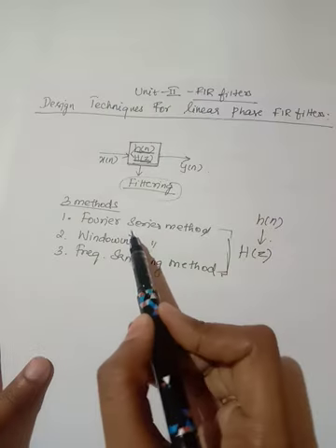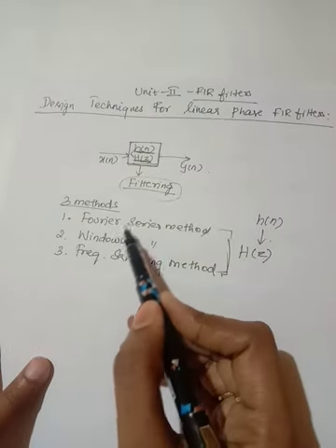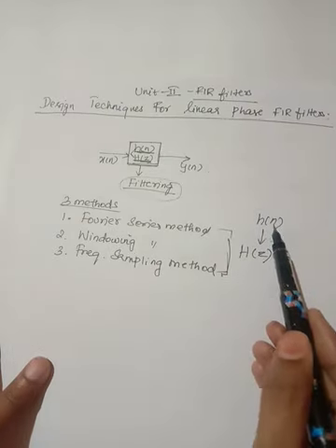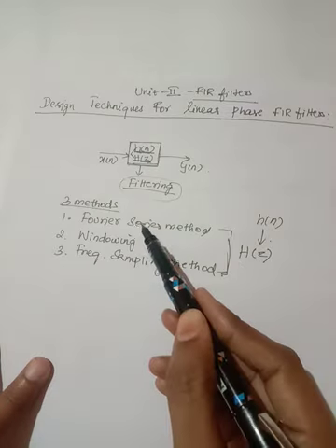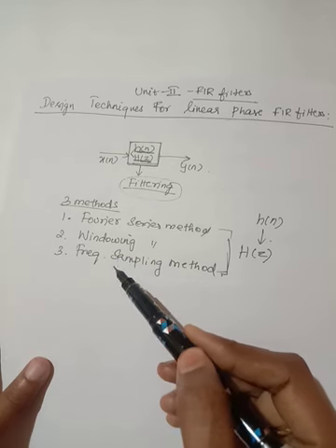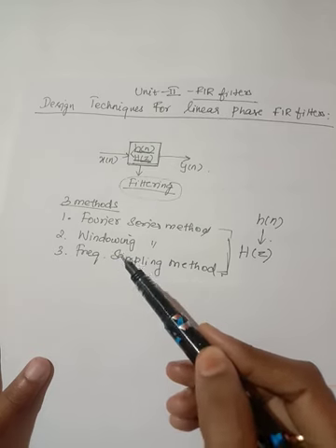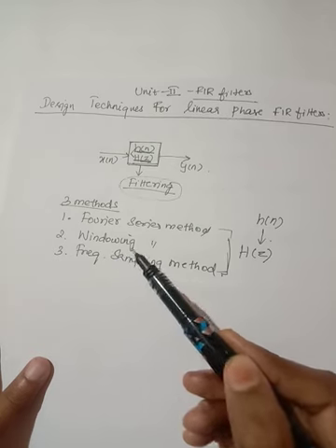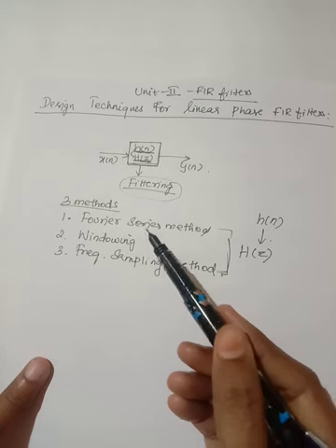But the procedure to find this h of n and h of z varies in these three methods. Each method has its own significance, its own advantage and disadvantage, and we will discuss these in detail.